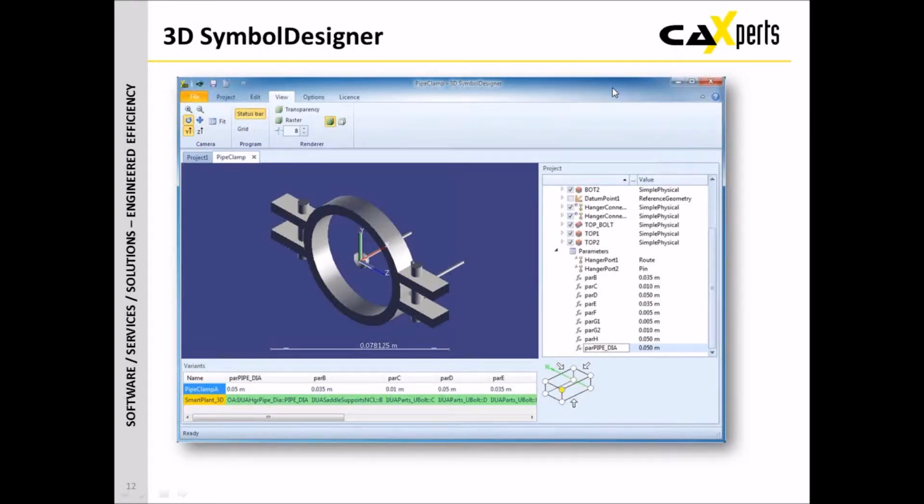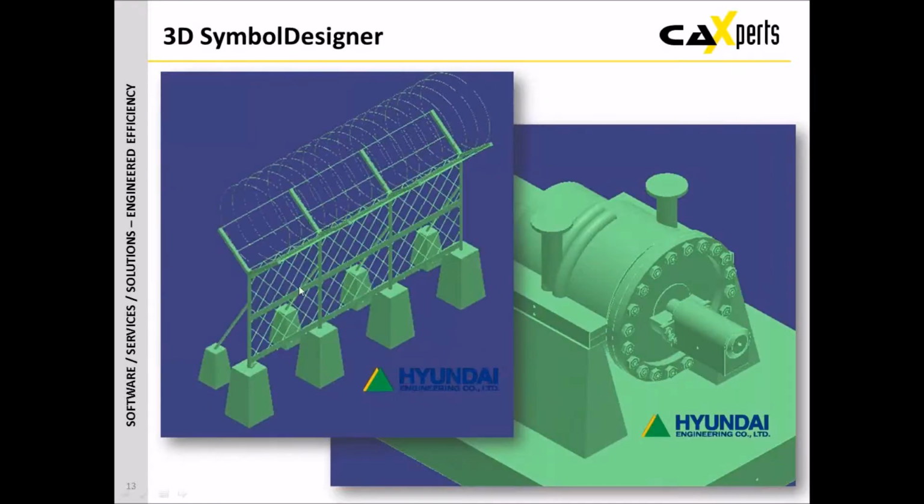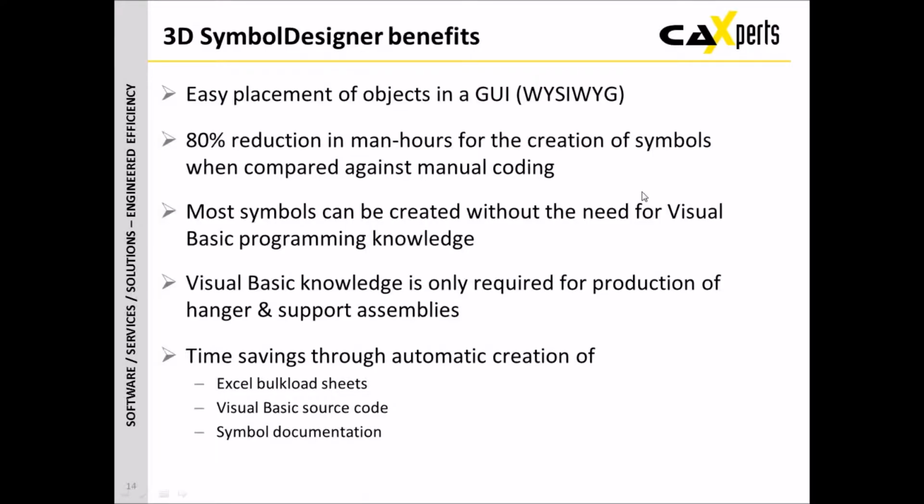Typically we can use this for equipment, piping, pipe supports, etc. And these are just a few examples of what we've done in the past. So you can see for fencing, pieces of equipment, etc.